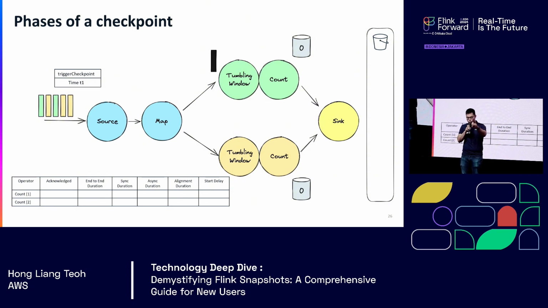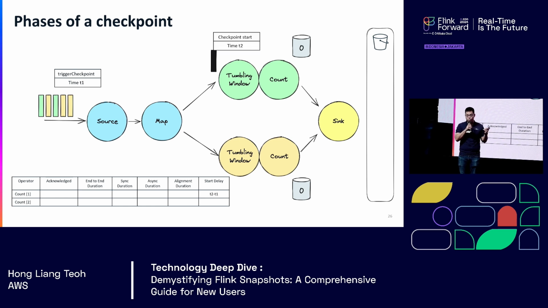Then it flows, and when it hits the operator, it says, okay, I've triggered a checkpoint, and then it sits here. This is time T2, which is when the checkpoint starts on the operator. So on the bottom, you can see I populated the start delay, right? Makes sense. It's the time that it delayed. It had to delay from the start until now when it starts the checkpoint. That's the time delay, T2 minus T1. Simple.